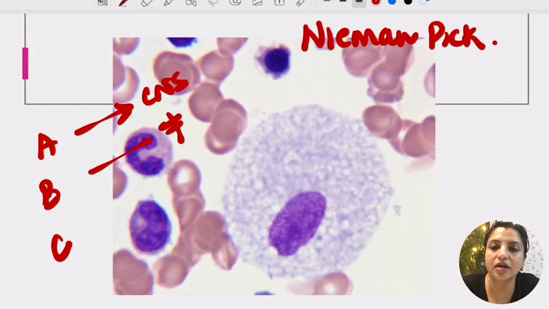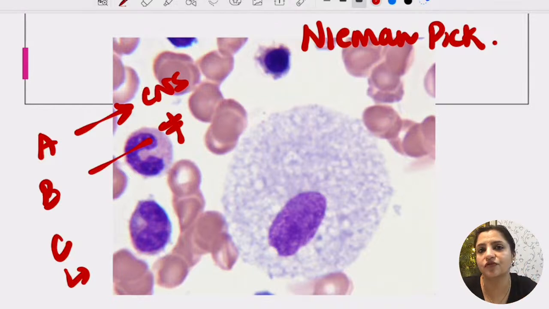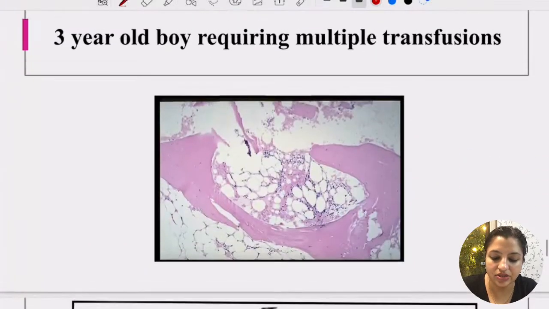of Gaucher's and Niemann-Pick. So remember, it is a transport defect. Cholesterol is not trafficked properly, so it will start accumulating and lead to accumulation of cholesterol in the tissues. So it's just a transport defect. Okay, right. Coming to the next question.